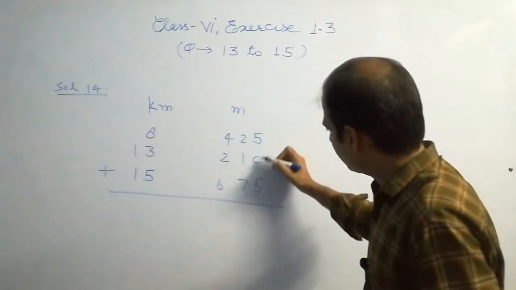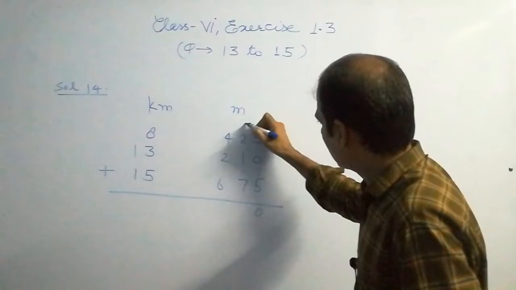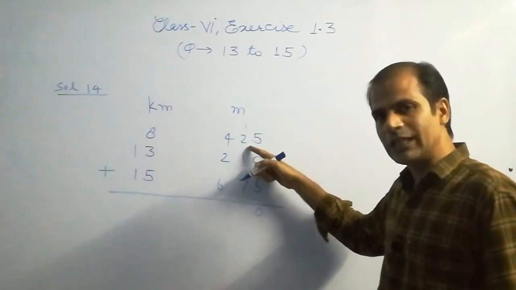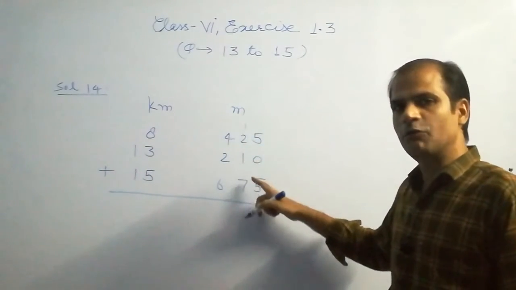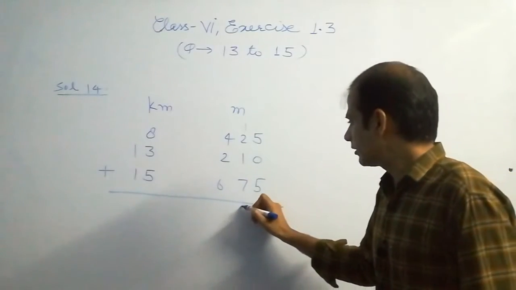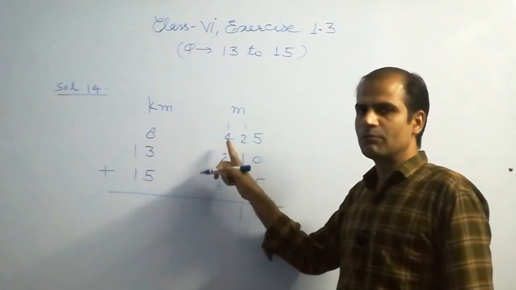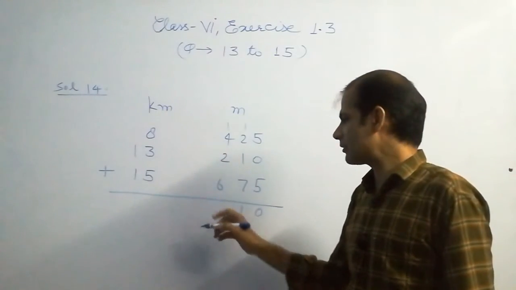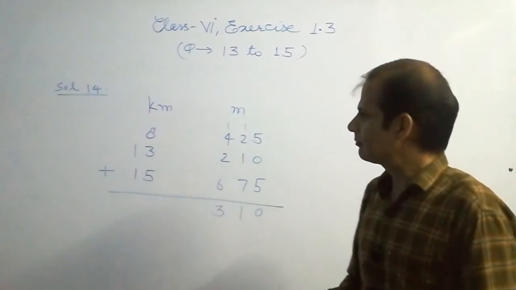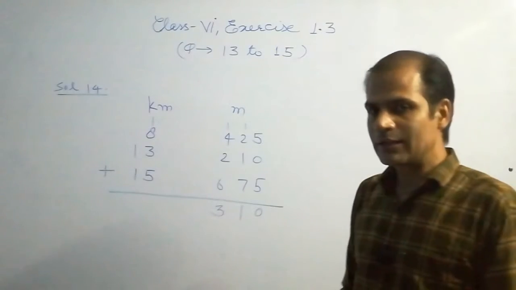So it is 5 plus 5, 10, 1 carry, 1 plus 2, 3, 3 plus 1, 4, and 4 plus 7, 11, 1 carry, 1 plus 4, 5, plus 2, 7, plus 6, 13, 1 carry.